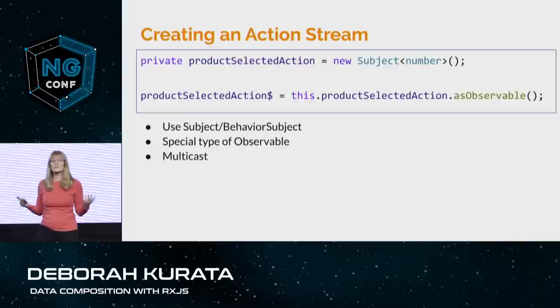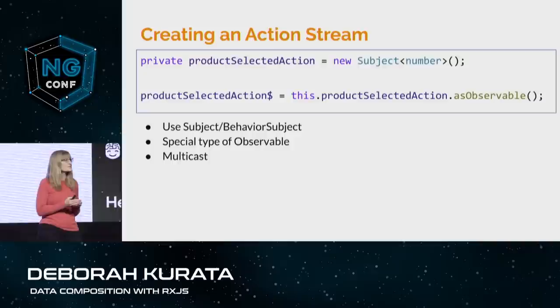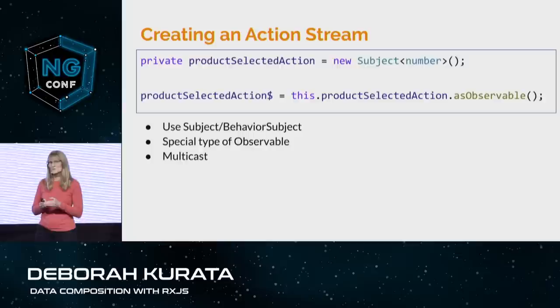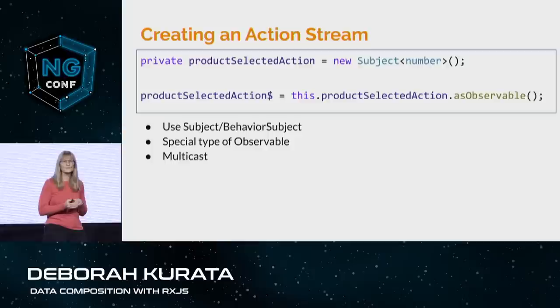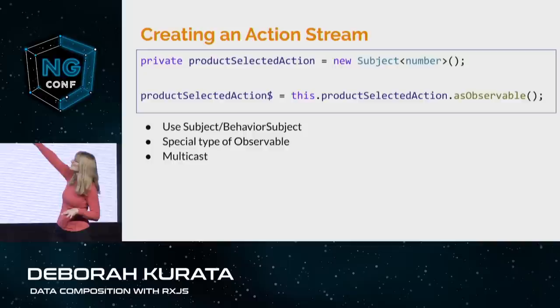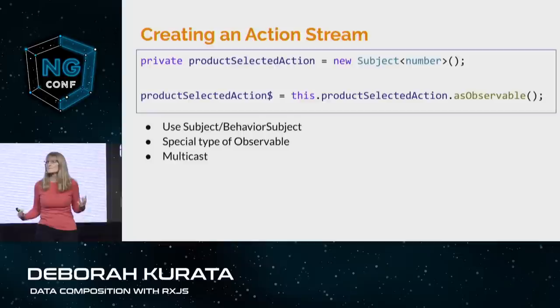What is a subject? What's a behavior subject? Well, a subject is just a special type of observable, and a behavior subject is a special type of subject. The only difference between subject and behavior subject is behavior subject takes in a default value. So when you call the constructor new behavior subject, you have to pass something in as a default initial value.